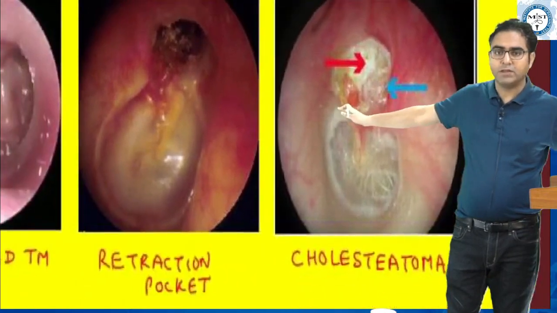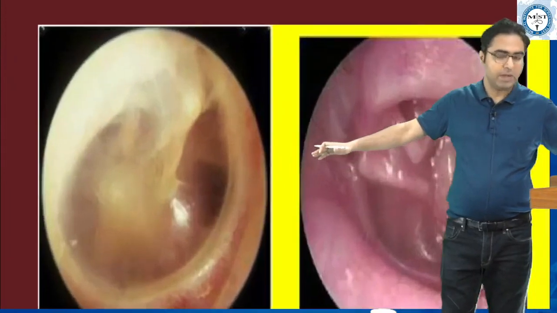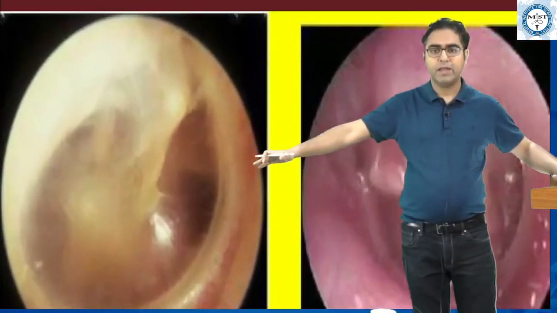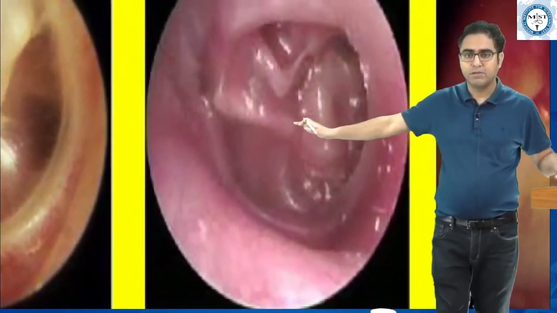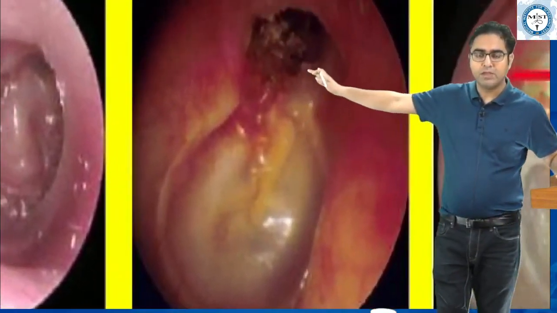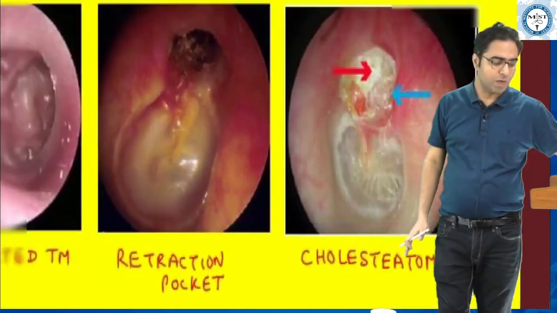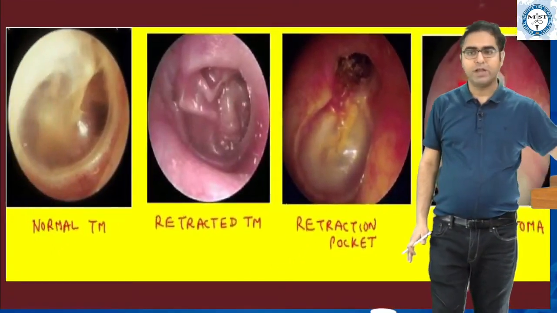Is it clear to all, beta? The story is like the normal tympanic membrane, this one. Then comes the retracted tympanic membrane. Then the story grows further. It forms a retraction pocket. And then one day it makes the cholesteatoma, beta. Is the story clear to all?